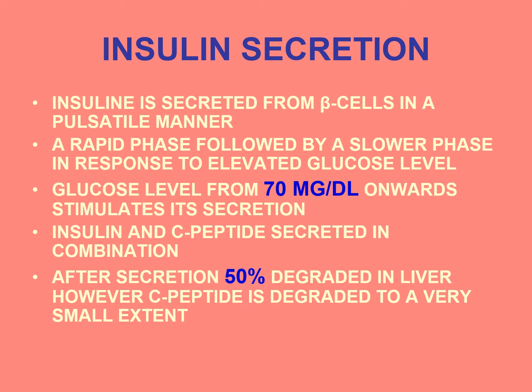After its secretion, most of the insulin, about 50%, is degraded in the liver. However, C peptide is degraded to a very small extent. This is a very important point, because when we have to assess the actual level of insulin secretion from the pancreas, we can assess it from the level of the C peptide in the blood.